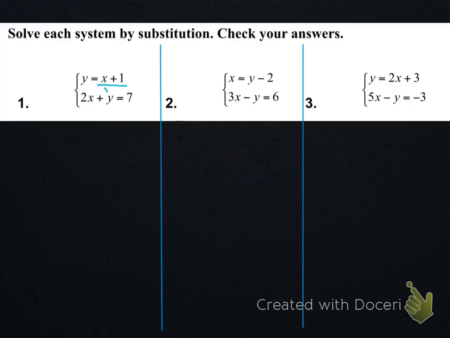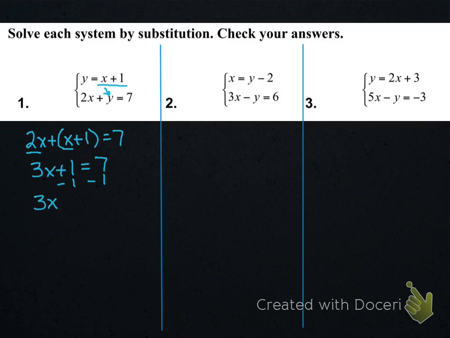Alright, first 3. Our first equation, very easily we can see y equals x plus 1 is already solved for y, so we're going to substitute that into our second equation. We're going to make that 2x plus x plus 1 equals 7. We combine like terms, that gives me 3x plus 1 is equal to 7. Okay, subtract my 1. That gives me 3x is equal to 6. Divide by 3.